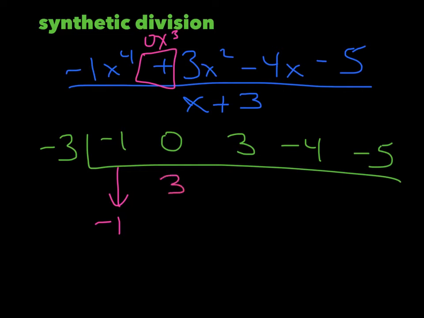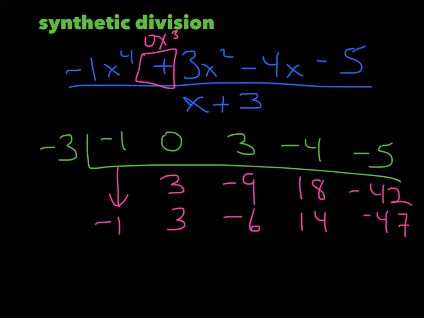-3 times -1 is +3, and I add straight down, 0 plus 3 is 3. These two multiplied is -9, -3 times +3 is -9. When I add straight down, I get -6. -3 times -6 is +18. +18 minus 4 is +14. -3 times +14 is -42. And when I add straight down, I get -47.